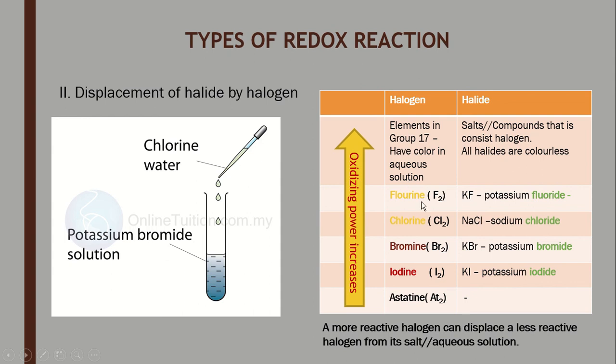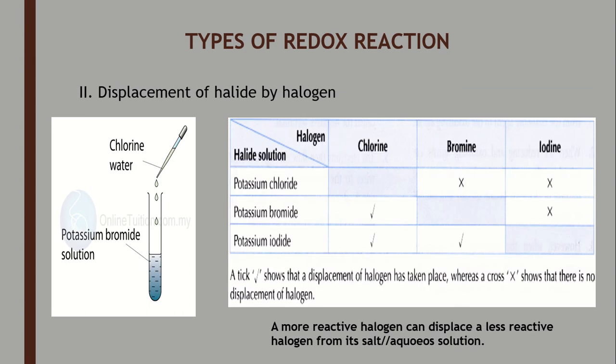Jadi fluorine ni boleh displace semua garam-garam halide. Manakala the least reactive is iodine. Iodine ni tak boleh nak displace fluoride, tak boleh displace chloride, tak boleh displace bromide, because dia paling kurang reaktif. Okay, so now kita tengok example. So halogennya adalah chlorine, bromine, iodine. Fluorine jarang digunakan because dia tak practical, very reactive and very dangerous.